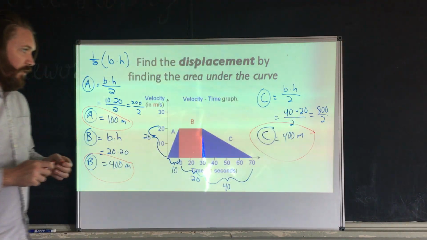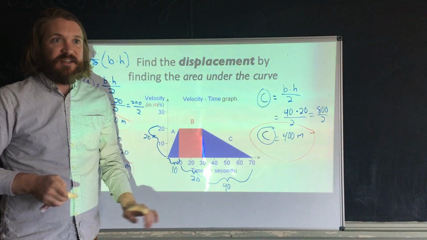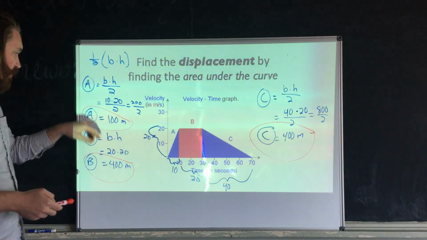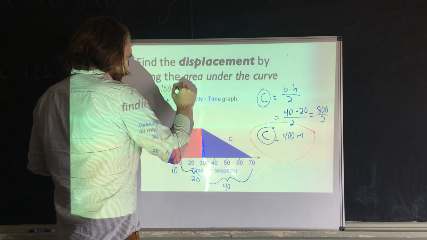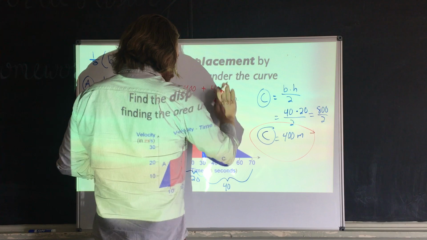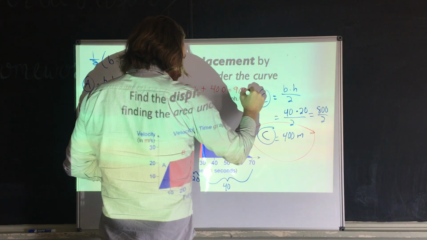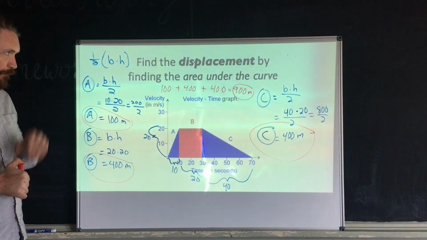All right. If the question asked me how far did the object travel in total, I would do 100 plus 400 plus 400, which gives me 900 meters. So my total distance is 900 meters.